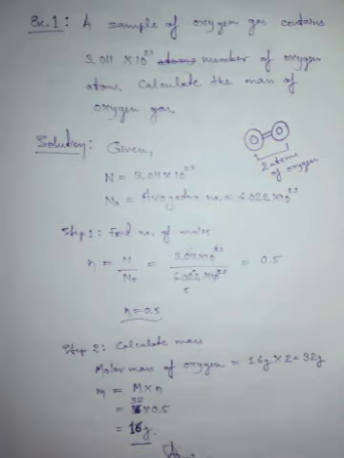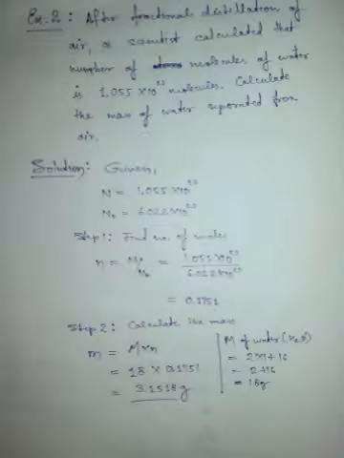Now the formula will be used: small m is equal to capital M into n. We will multiply the molar mass of oxygen with the number of moles of oxygen. After multiplication, you will get the value of 16 gram. So if you have 3.011 into 10 raised to the power 23 molecules of oxygen, that means you have a total of 16 gram of oxygen.